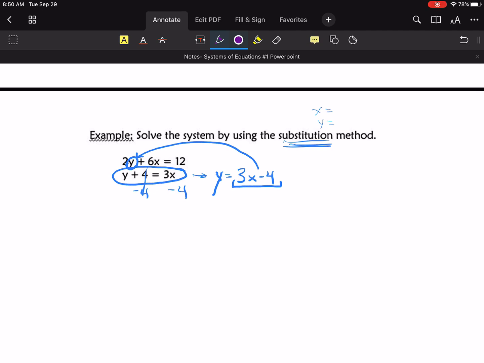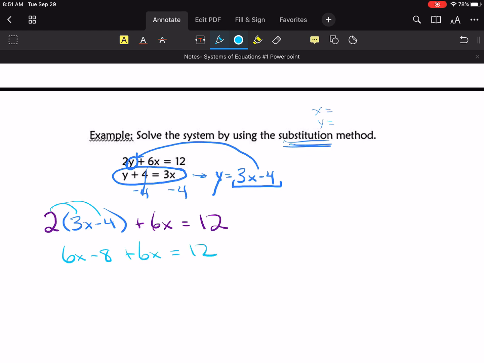So I'm going to take what y equals, and I'm going to plug it in wherever I see a y. So I'll try and color coordinate this. I'll do the top original stuff in purple. So we have the 2, and now instead of y, I'm replacing y with 3x minus 4. And the rest of the top equation is plus 6x equals 12. So distribute the 2, and I get 6x minus 8 plus 6x equals 12. Combining like terms, I get 12x minus 8 equals 12. Add the 8 over. Ooh, this one's going to give us some fractions. 12x equals 20, and then I divide.